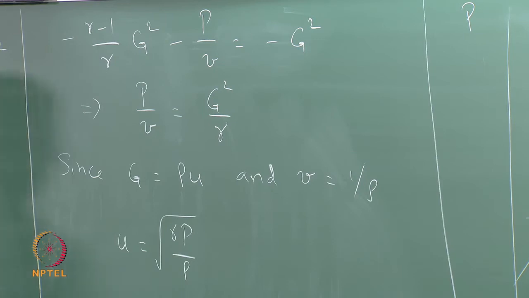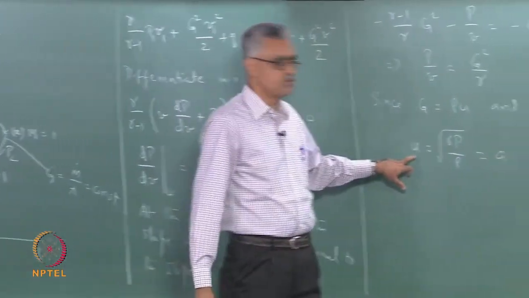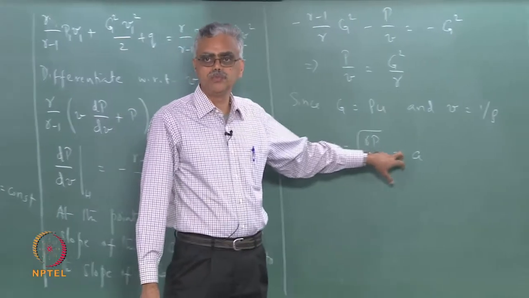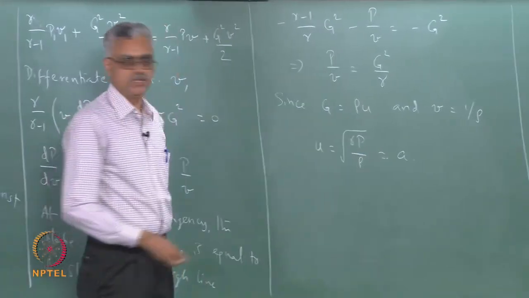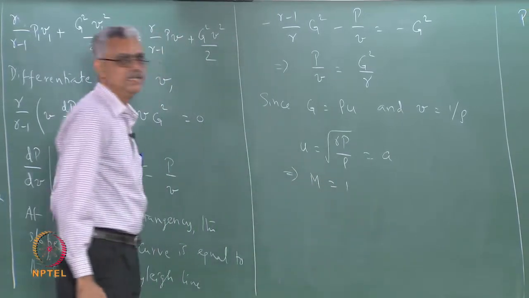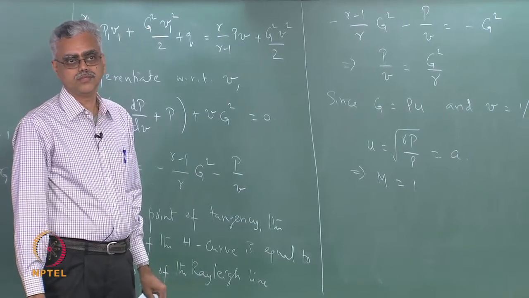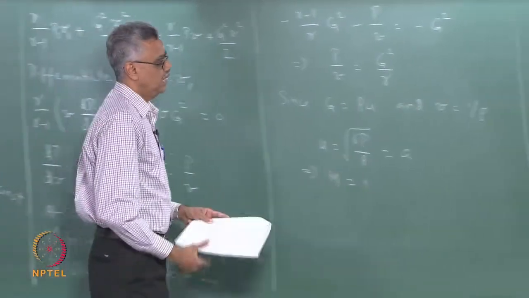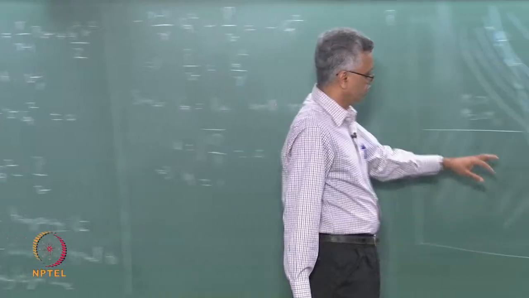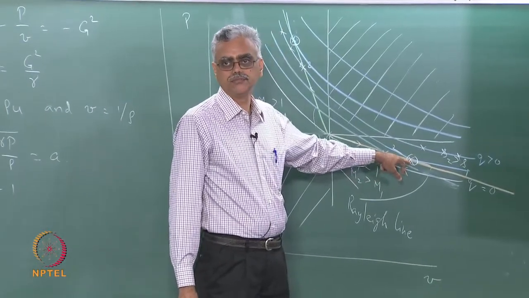Speed of sound. So, at the point of tangency, the speed is equal to the speed of sound, which proves that at the point of tangency M is indeed equal to 1. So, at the point of tangency, or sonic state, the Rayleigh line becomes tangential to the H curve.